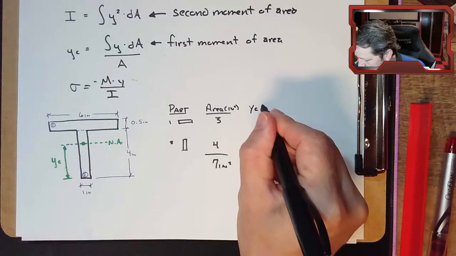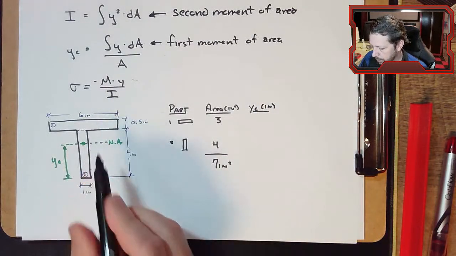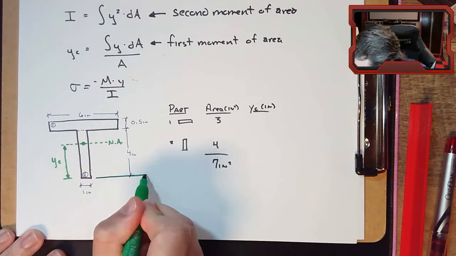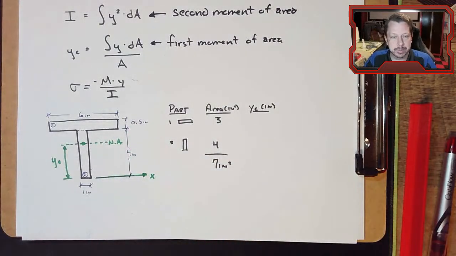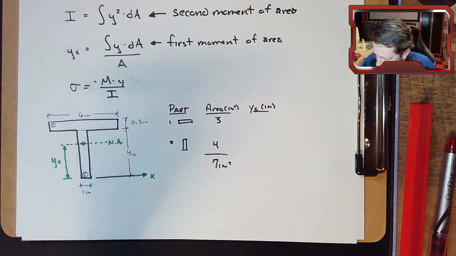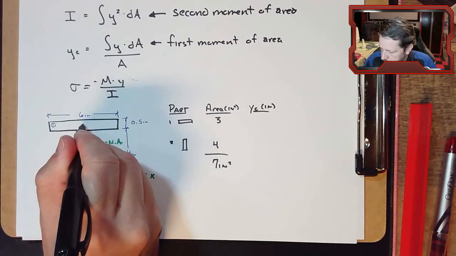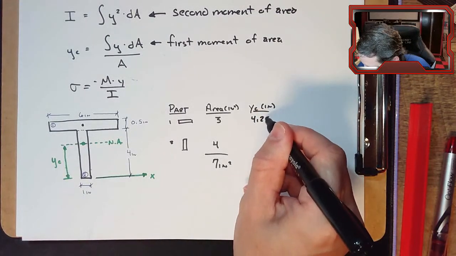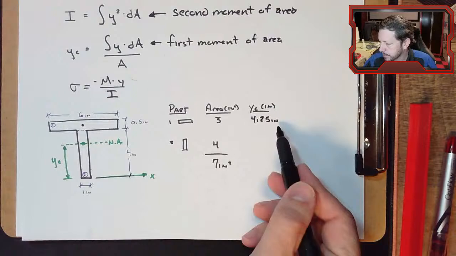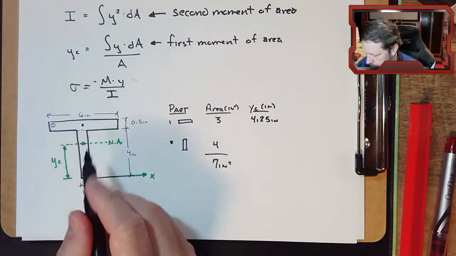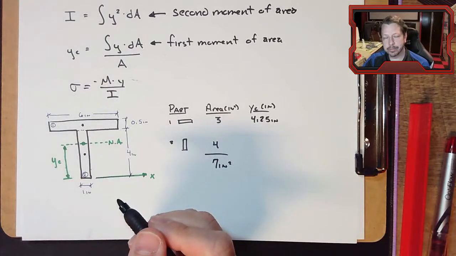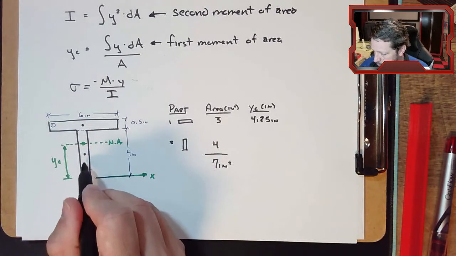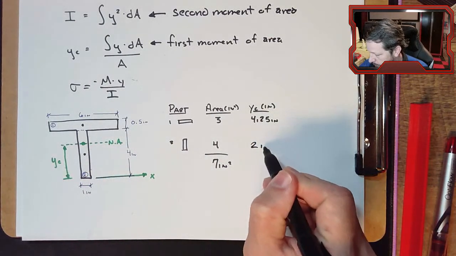So y sub c for each part. For part 1, we're measuring everything from this bottom. You don't have to measure from the bottom axis. That's just convenient for me. That's where I drew all my other measurements from, so why not measure that? So I'm looking at the centroid of part 1. So I go up 4.25. Oh, well, I had my units up there. I guess I wrote them there also. For part 2, the centroid, again, it's a rectangle, so I don't really have to go look up where the centroid of a rectangle is. It's just in the center. And this distance would be 2 inches. Might as well write the inches there.